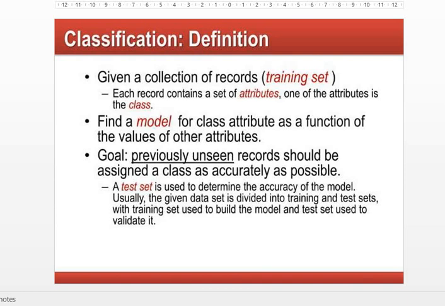Usually we studied this in the first unit. First you have to train the model. As I told, 80% of the data will be used for training and 20% of the data will be used for testing that model. So this is the classification actually.